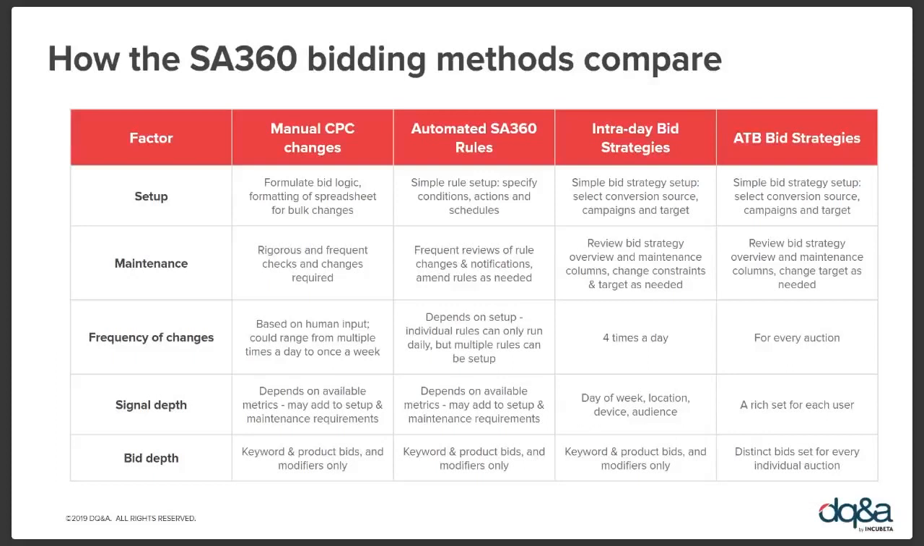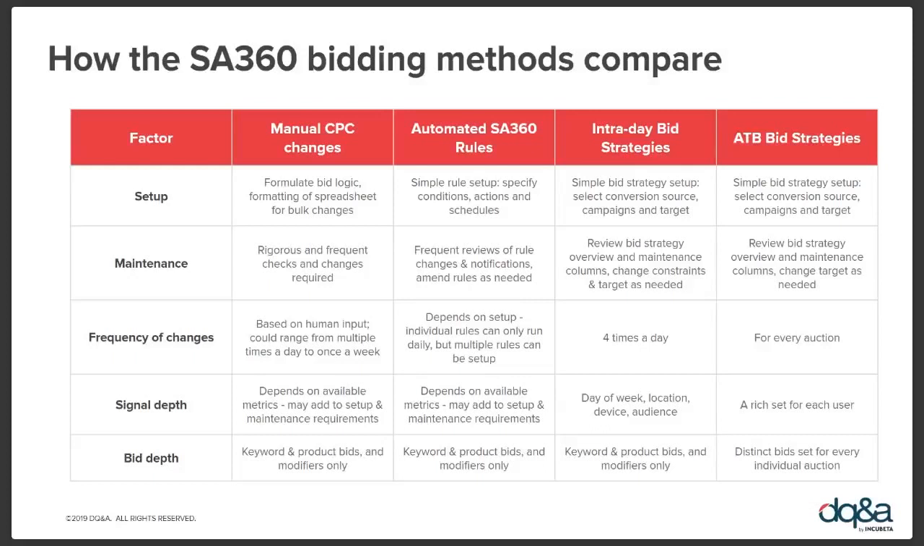Moving on to automated rules, they're fairly easy to set up once you plan the conditions, actions, and schedules. And thankfully, you'll just then need to check the rule changes through change history and the notifications that may be going to your emails. You'll have to repeat the rule setup process if you want to make multiple bid changes a day, as individual rules can only be set daily. And like with manual changes, you can only change base bids and modifiers.